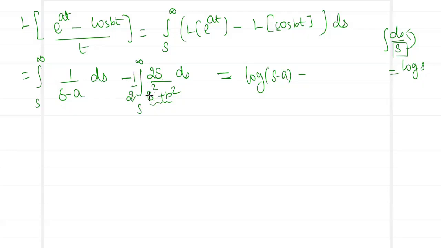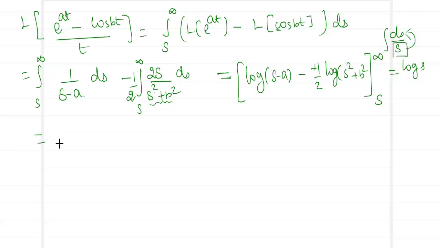So now what happens over here? I have this as minus 1 by 2. Minus sign is already there. 1 by 2 times log of the differentiation of the denominator in the numerator. So I can write it as log of s square plus b square. For the whole thing, I'll have to apply the limit between s to infinity.